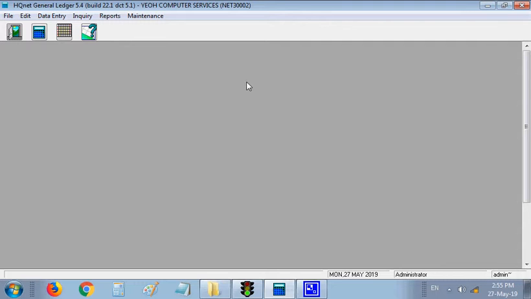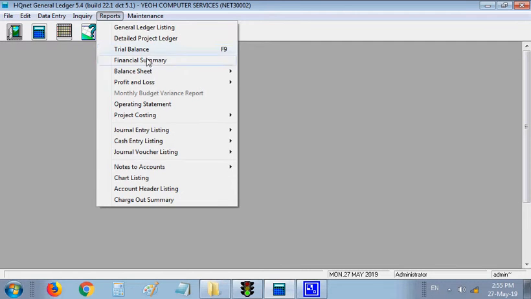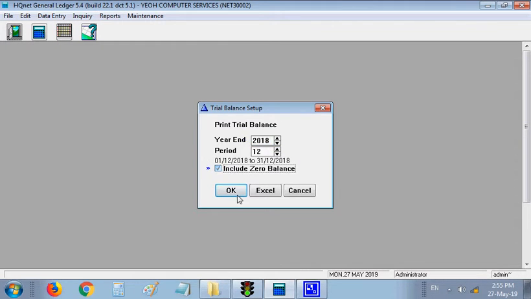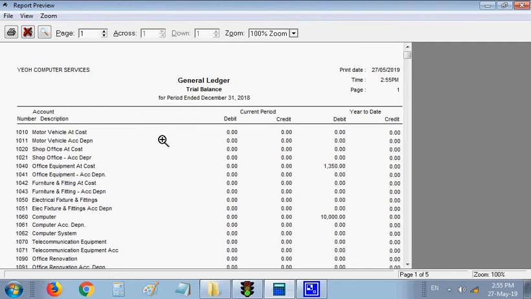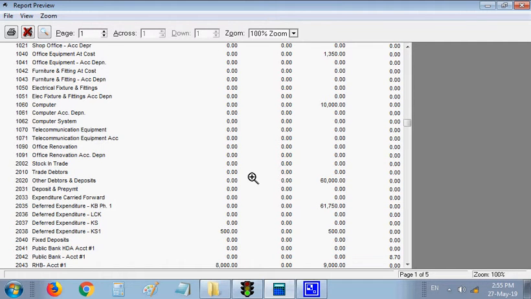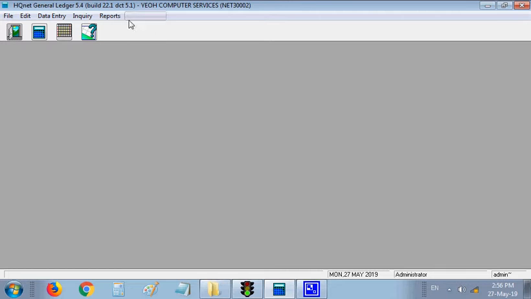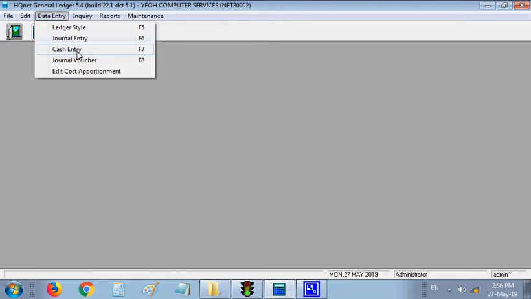Now in method 2, before we start, I'd like to show you the trial balance. I want to touch on the deferred expenditure date -KS instead of -KB. Okay, right now -KS is 0. So likewise, there's nothing in your balance sheet as well. I'm going to create an entry.